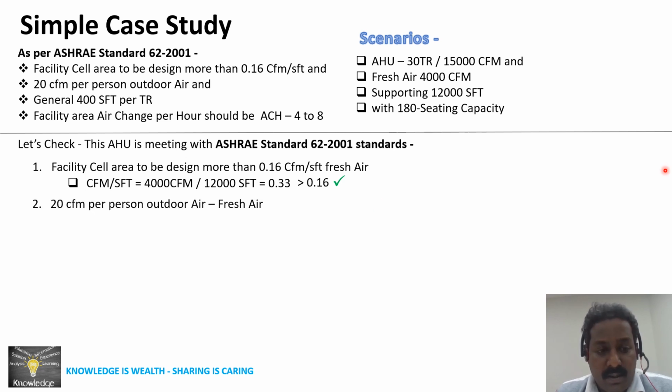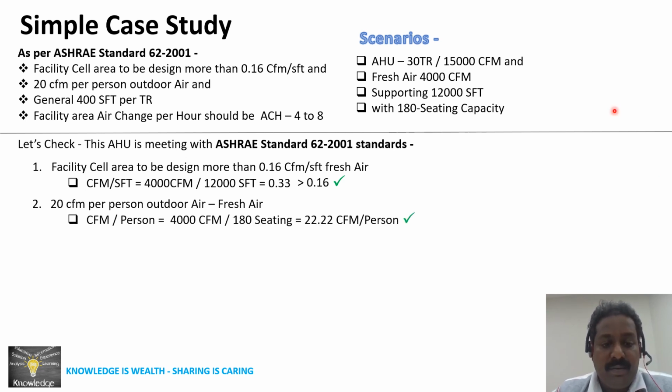Next, or else, a minimum of 20 CFM per person has to be provided. The minimum is 15 CFM per person. Less than that, it will suffocate people in the workstation area. But the standard design as per ASHRAE standard 62.1 is 20 CFM per person. So let's see if this AHU can meet it. For CFM per person, 4,000 CFM is the fresh air and there are 180 seats. It comes to 22.22 CFM per person. So this requirement is also met by this AHU unit.